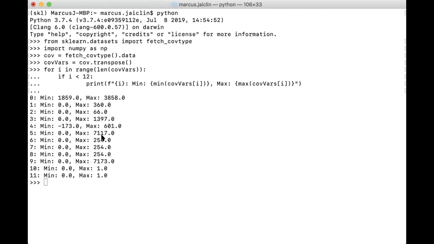If I look at these, this one has a range of about 2,000, this has a range of about 360, this has a range of exactly 66. This one has a range of about 1,400. This has a range of 773. This one has a range of over 7,000 possible values. These range from 0 to 254. This one's over 7,000. And then I have a whole bunch of variables that range from 0 to 1.